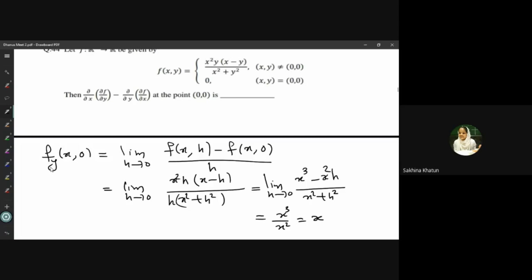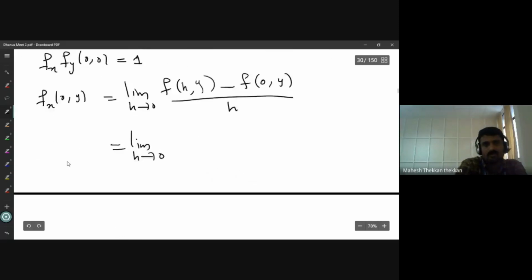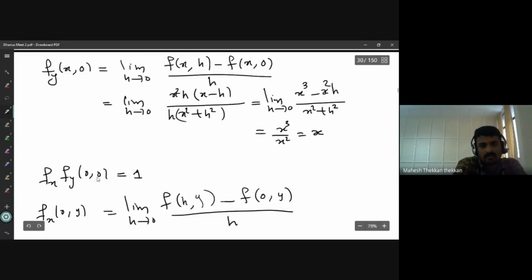Yes, sir. So while doing this, all the y terms will go. That is the only thing we wanted to worry about. I don't want the y terms there, because I wanted to evaluate it at the point 0, 0. So first you take the partial derivative with respect to y, then you remove all the y terms, then you differentiate with respect to x. For that I just look at the point x comma 0 first. So I got fxy at 0, 0 is 1.